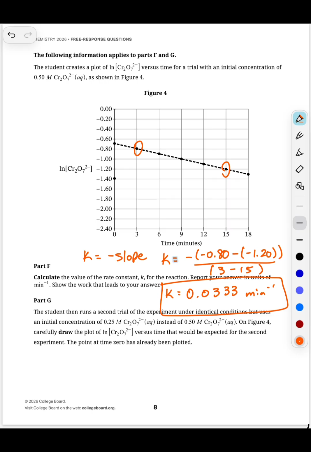You should get this same K value no matter what two data points you pick. Like I chose the second and the fifth or sixth one. You could have chosen these ones. You could have chosen the one in the middle, because that one also falls on a really good line. No matter what data points you pick, the 0.0333 is going to be our K value.